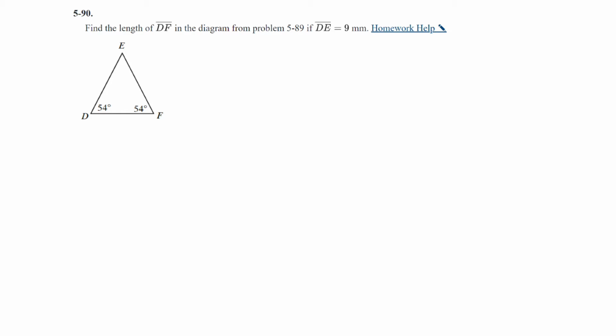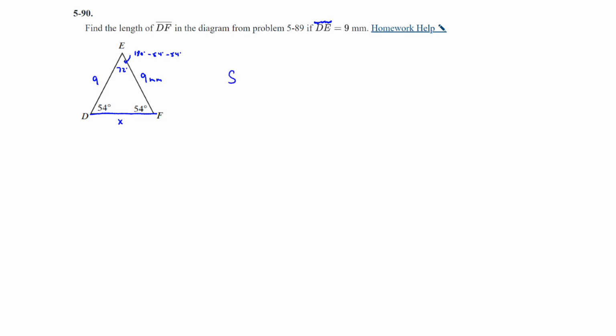Question 90. Find the length of DF in the diagram from problem 5-89 if DE is equal to 9 millimeters. So I don't think that needs to be there because we're talking about the measure. So DE is 9 millimeters, which means EF is 9 millimeters, but we're looking for DF, which is down here. We'll probably need to use law of sines since it's not a right triangle. We do need to figure out what angle E is, and we can do that by taking 180 degrees minus 54 degrees minus 54 degrees, that'll give us an angle of 72 degrees, and we'll just call the line segment measure DF x.